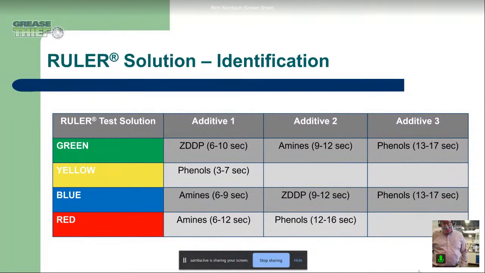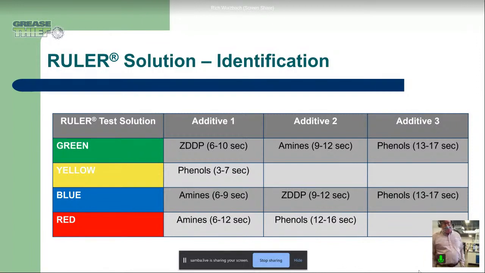And then you will see amines and phenols selectively, and you see it written in seconds because, again, it's a voltage sweep. So the longer the period of time from the start of the test, the higher the voltage is going, or the voltage is changing, and that changing voltage corresponds to these different chemistries: the ZDDP, the amines, and the phenols. You can see which order they come out, and it really depends on the chemistry and the test solution and so forth.